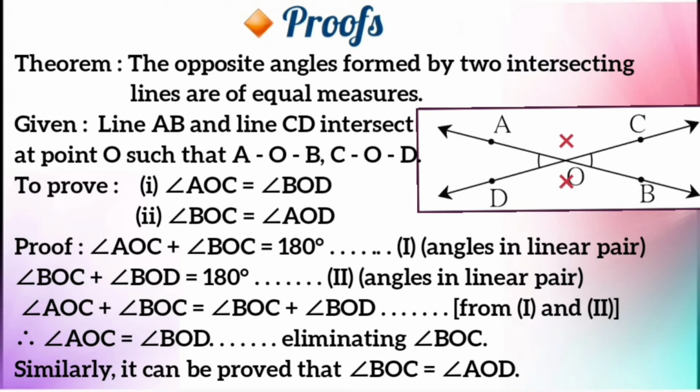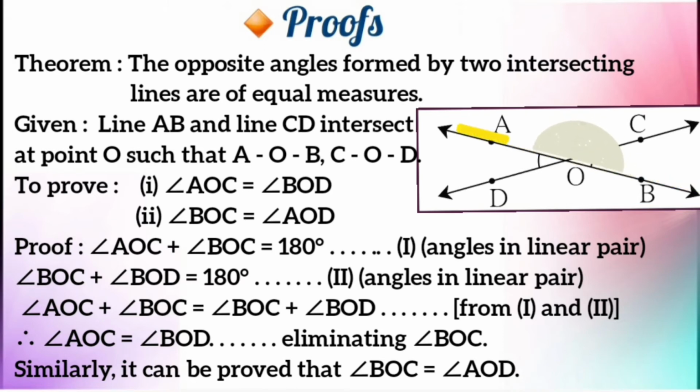So that's why we have to prove these two angles to be equal. So let's see the proof. Angle AOC plus angle BOC is equal to 180 degrees. Here you can see in the diagram the angle AOC and angle BOC. If we add both of them, they will form 180 degrees.